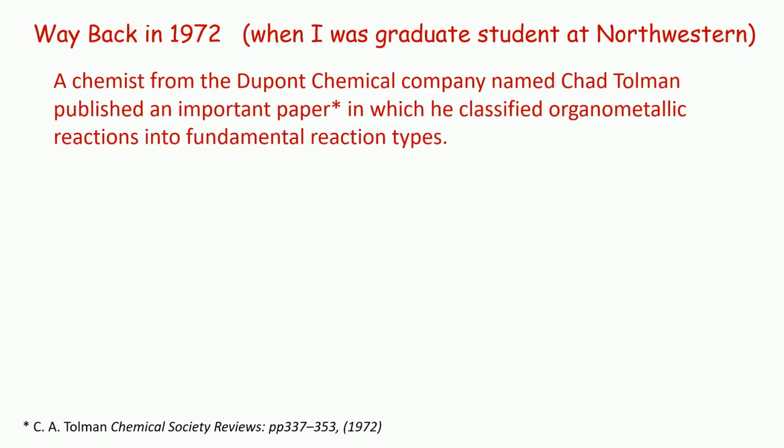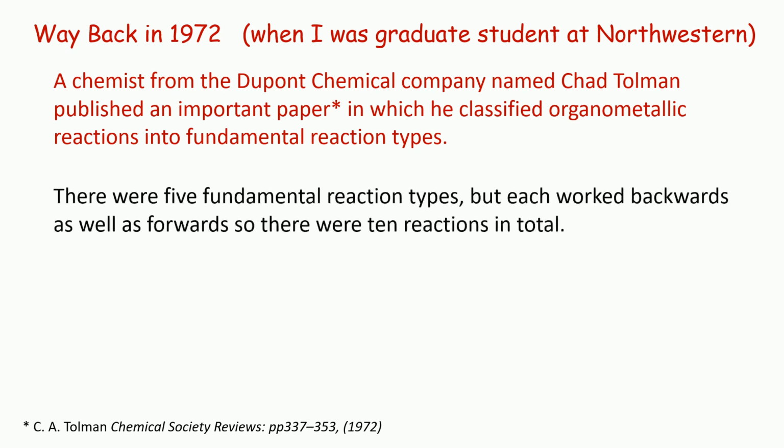Now, way back in 1972, when I was a graduate student at Northwestern, a very important paper came out, submitted by a guy named Chad Tolman, who was at the DuPont company. For the first time, he took organometallic reactions and classified them into fundamental reaction types. The book uses his reaction types, but not all of them. He published 5 particular reactions. Only 5 doesn't sound like many, but each of them worked backwards as well as forwards, so there are actually 10 when you add the 2 directions together.